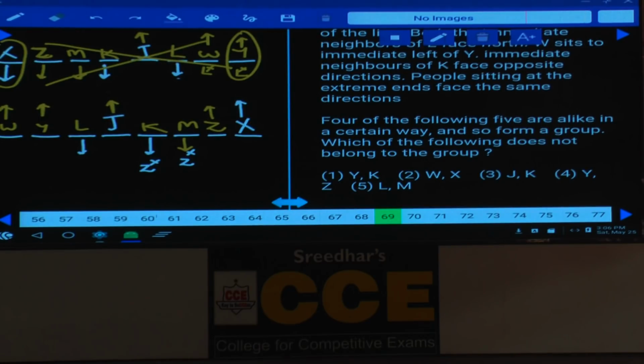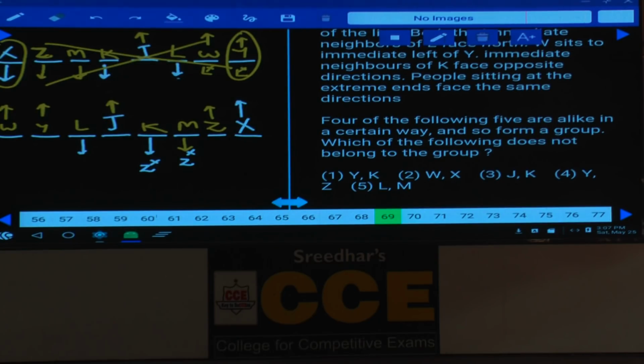Now Y and K, if you observe here, Y is to the right hand side of K, and W and X, W is to the left hand side of X, and J and K, J is to the right hand side of K, and Y and Z, Y is to the left hand side. Here also it is not possible at all. Done with this? Yes, any other answer here?